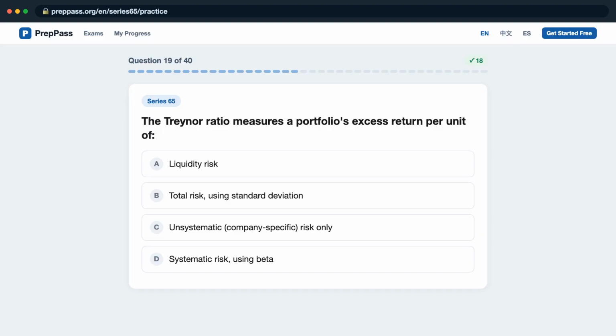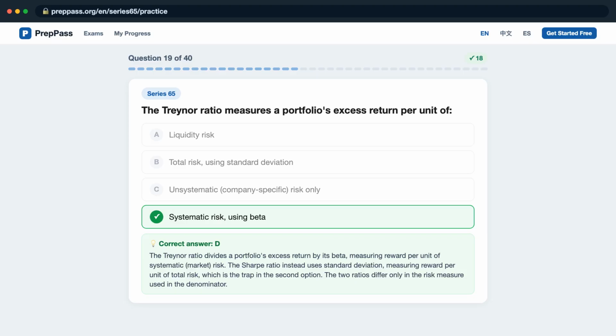Question 19. The Treynor ratio measures a portfolio's excess return per unit of, is it A. Liquidity risk, B. Total risk, using standard deviation, C. Unsystematic, company-specific, risk only, D. Systematic risk, using beta? The correct answer is D.